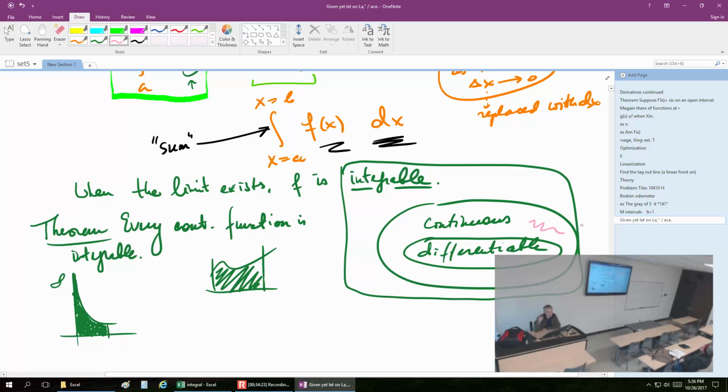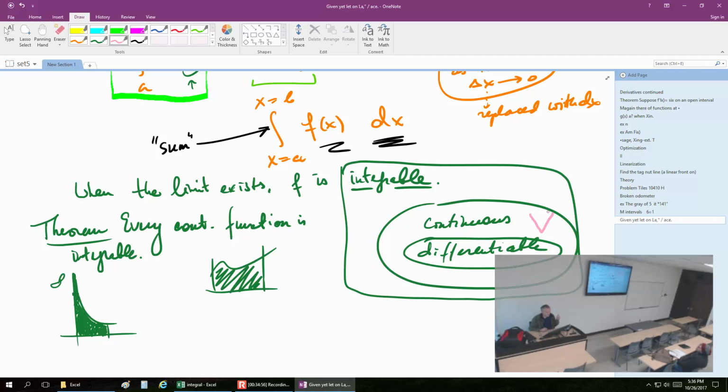Not every continuous function is differentiable. The example is what? The function that is continuous but not differentiable. The absolute value, right? Okay. As you can see, it is a continuous curve, but there is no derivative at 0. There is no tangent line.